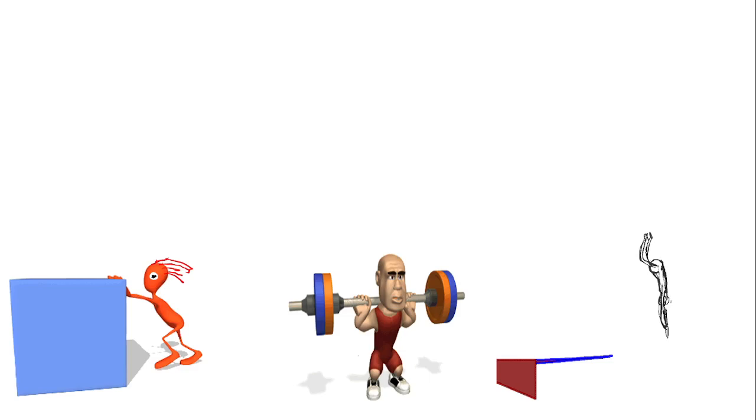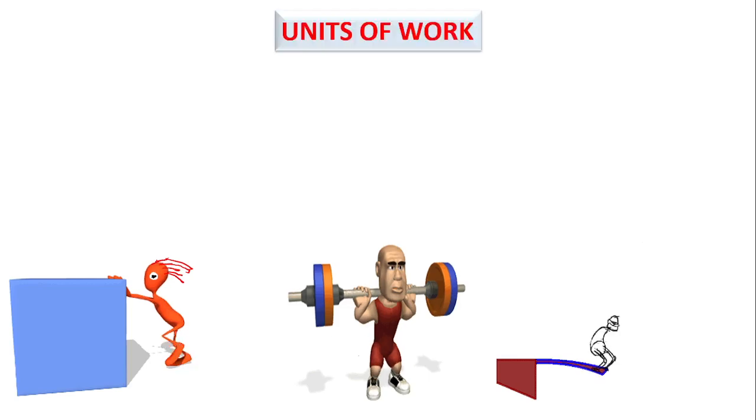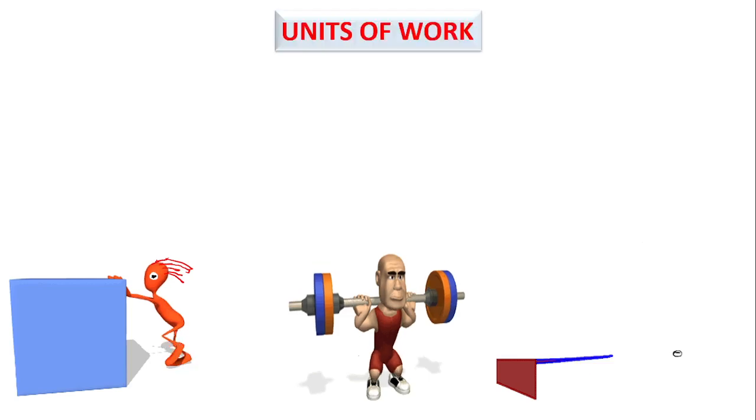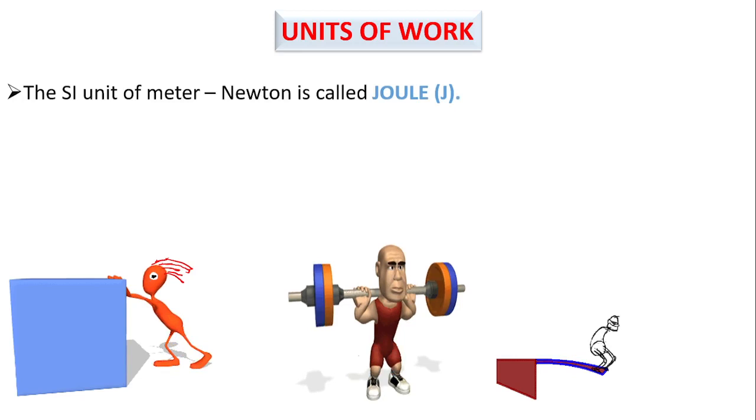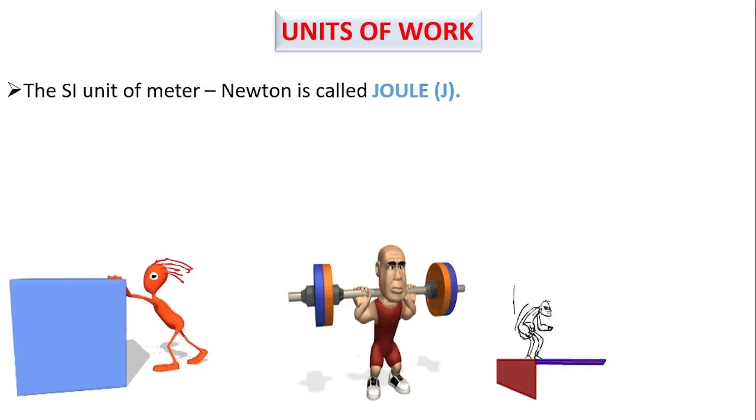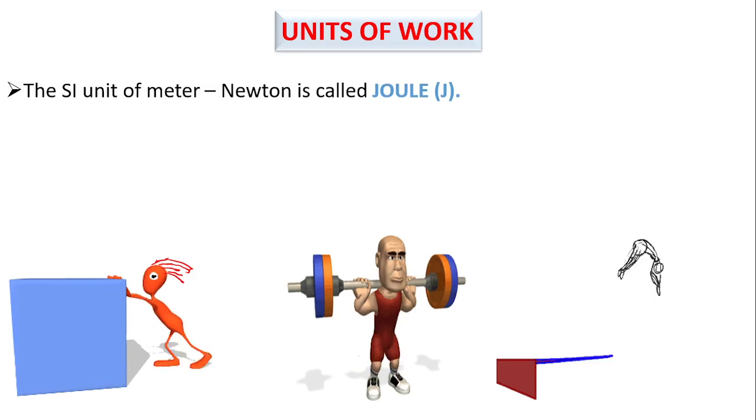Let's look at the units of work. So work is the product of force and the distance. So the SI unit of work is just the what? It is just the meter multiplied by Newton, which is called the what? The joule, and it is simply represented by J. Please take note of the SI unit.